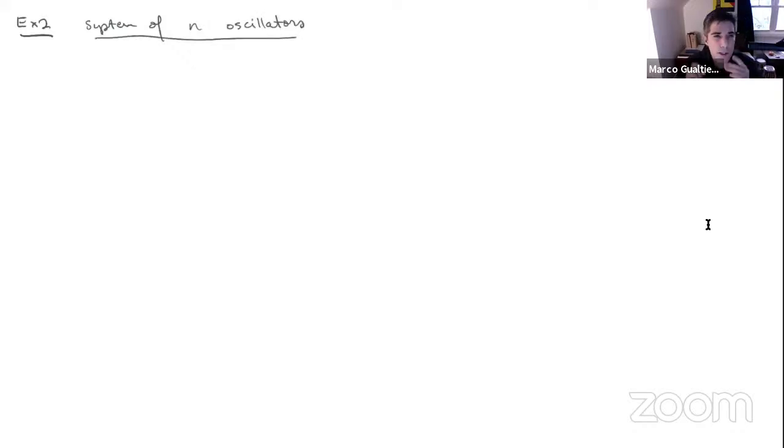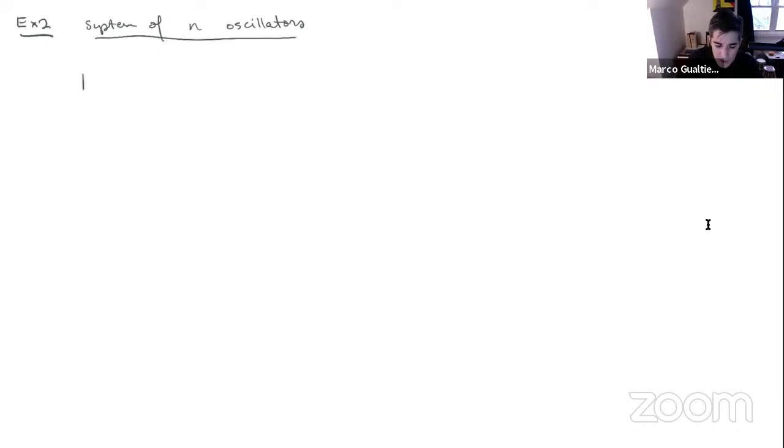So let's talk about a system of n oscillators. The reason I'm doing this example is because we need to understand how to combine a simple physical system to produce a more complicated one. How do we attach them together like Lego blocks, to make something larger, a larger structure?